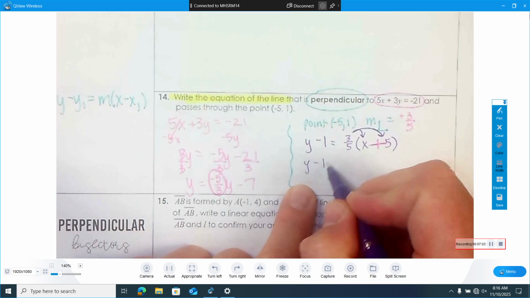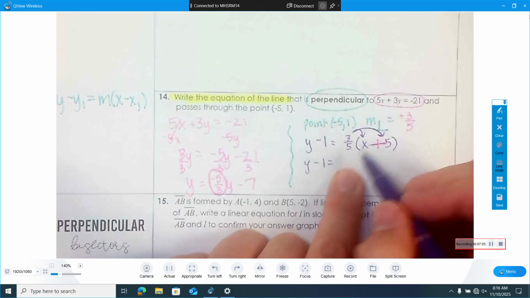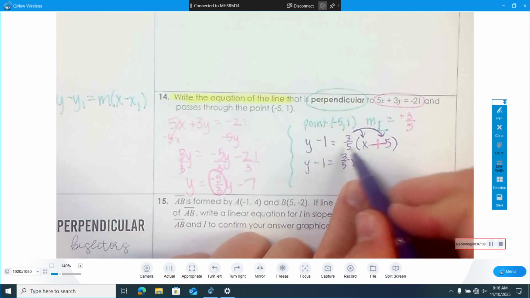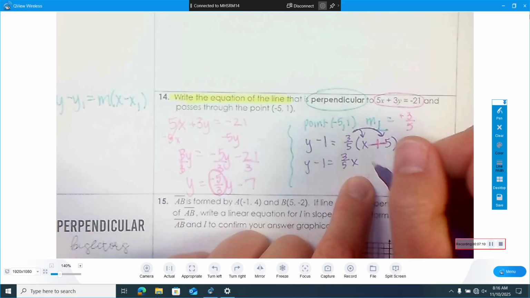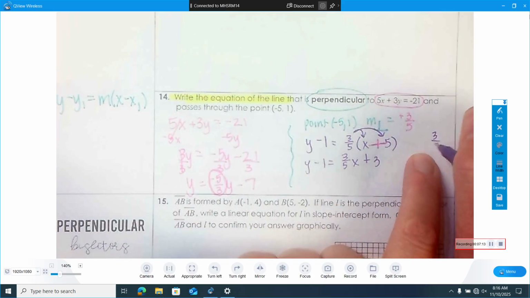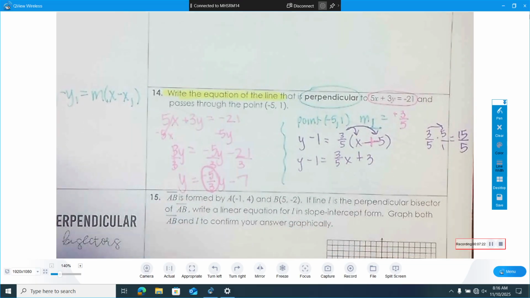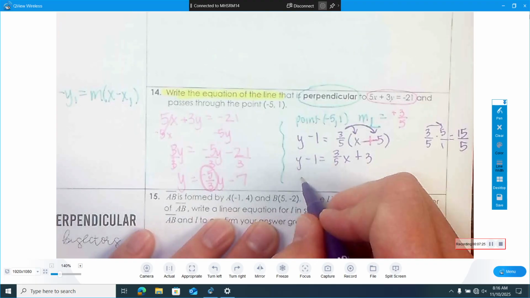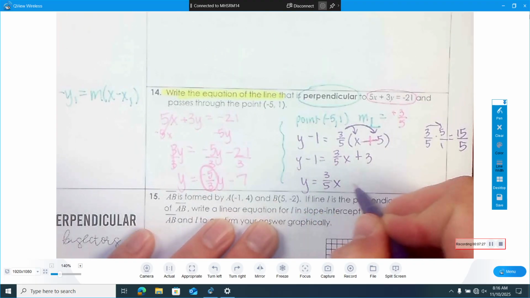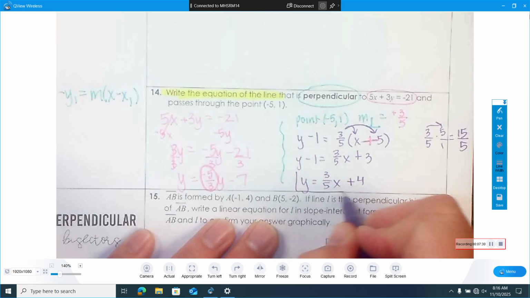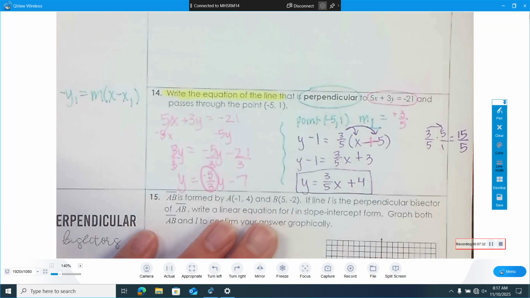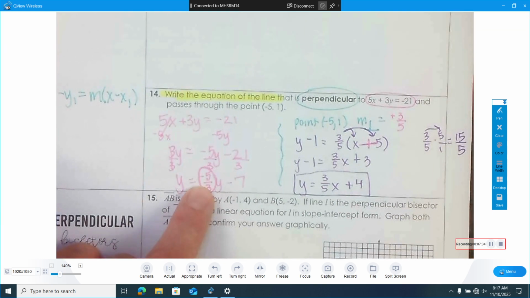So I have y minus 1 equals 3/5 times x. 3/5 x, and 3/5 times 5, plus 3. Again, 3/5 times 5, that's 5/1, becomes 15/5, straight across. 15 divided by 5 is 3, so we get that right there. Real easy, and then we can add the 1, so we get y equals 3/5 x plus 4. And there is our beautiful equation of the line that is perpendicular to this one and passes through the required point.